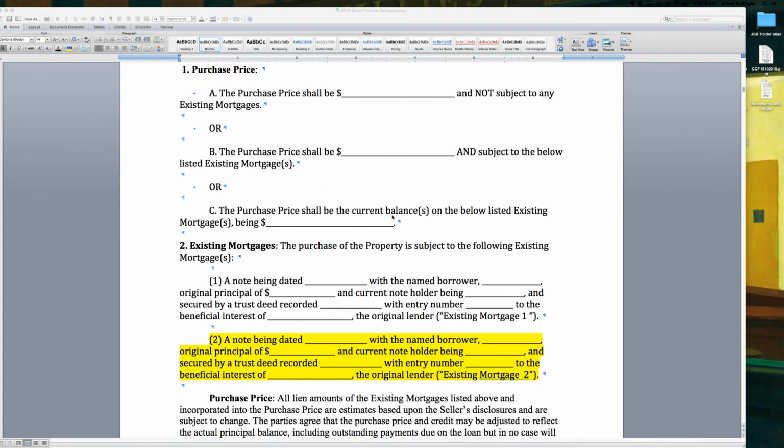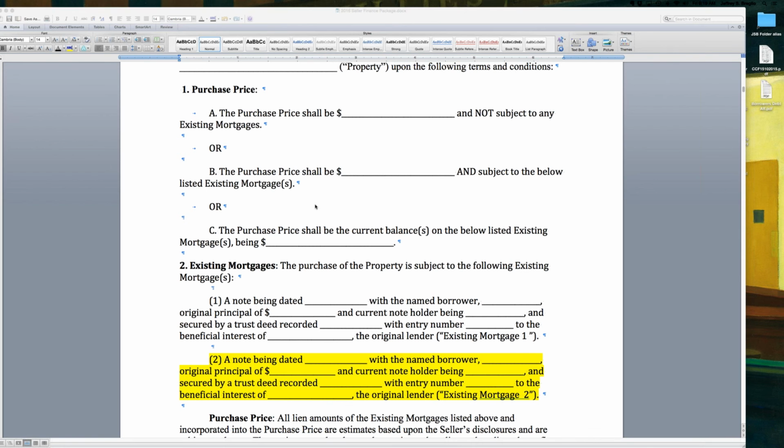And then this one, the purchase price shall be the current balance on the existing mortgage. This is a true subject to, which means what you are taking the property for is exactly the remaining balance on that underlying mortgage, whatever it happens to be. And it's using an exact number because remember, they've been making payments on the mortgage. It might be like $74,328.65. Okay. But you're buying it at whatever the current balance is on the below mortgages.